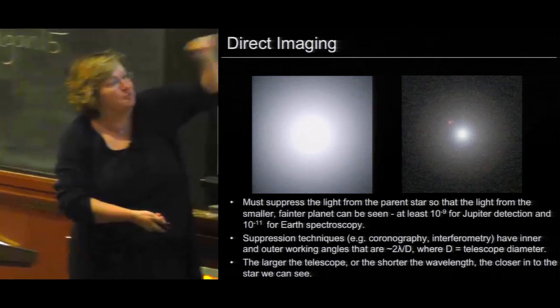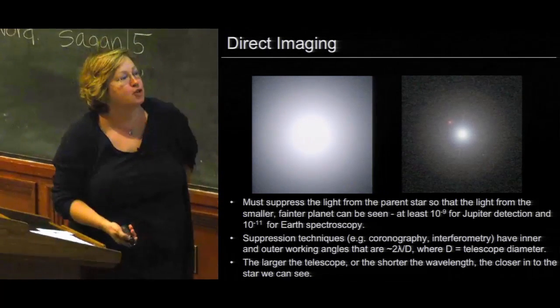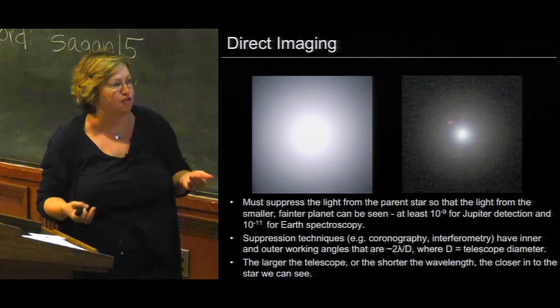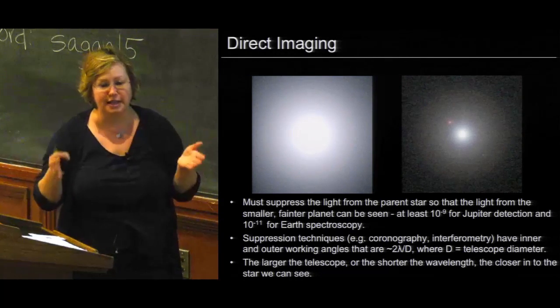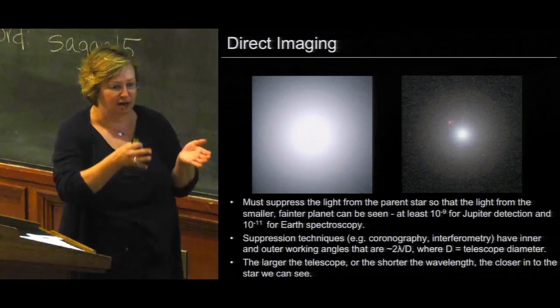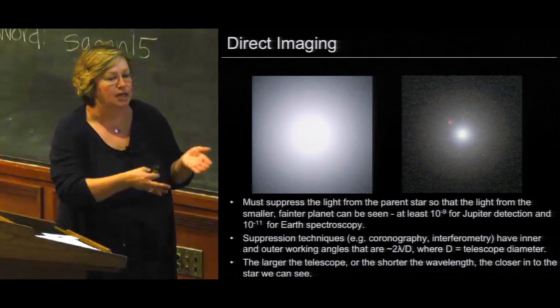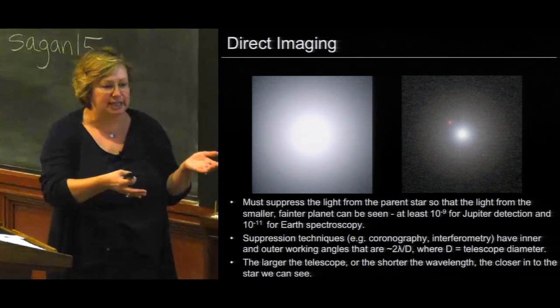To do that, we have techniques, coronagraphy and interferometry, that have this concept of the inner working angle or the outer working angle, which many of you probably have heard of. Essentially, the inner working angle is how close to the star you can get and still be able to detect your planet and make measurements of it. And that typically goes as 2 lambda over d.